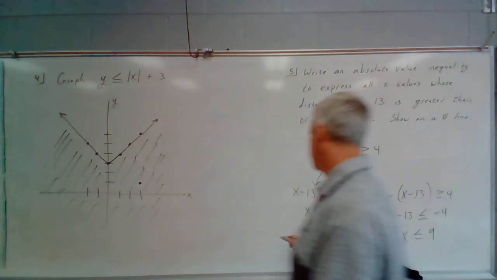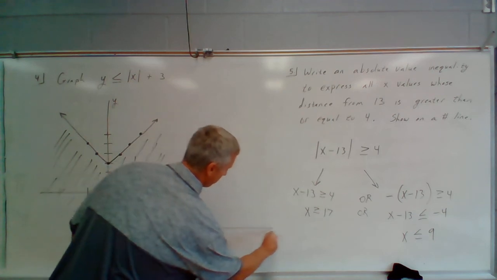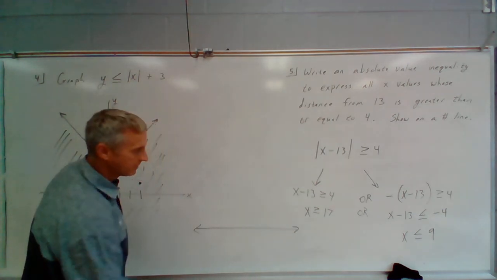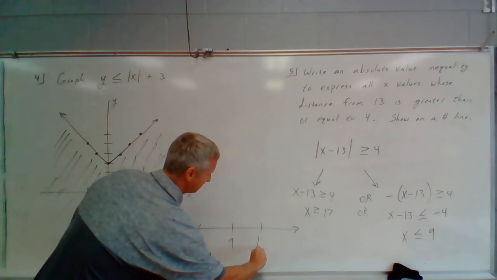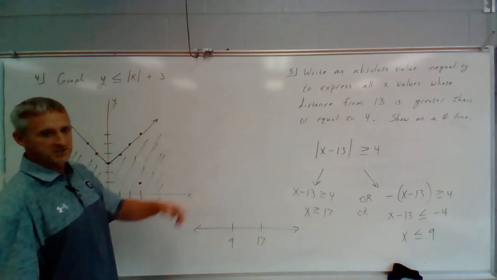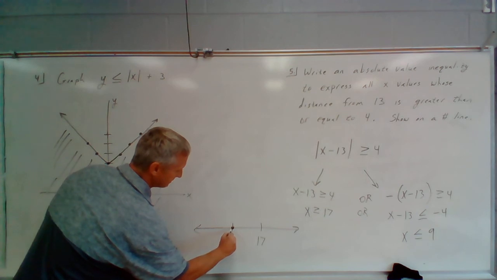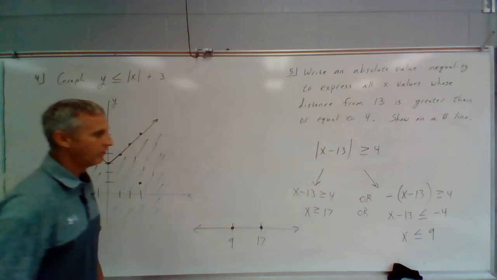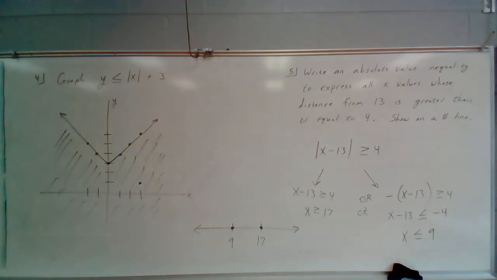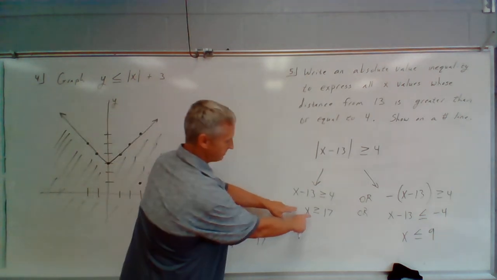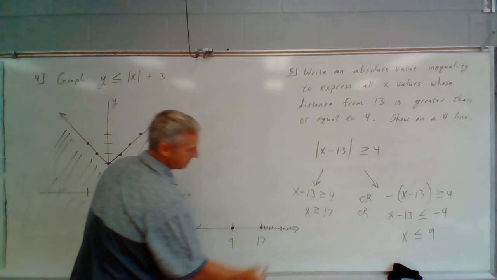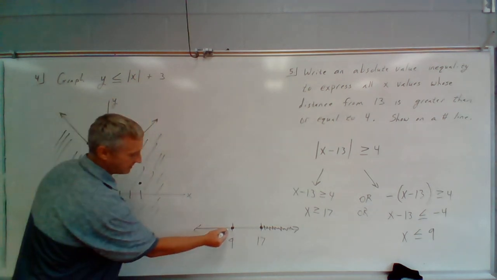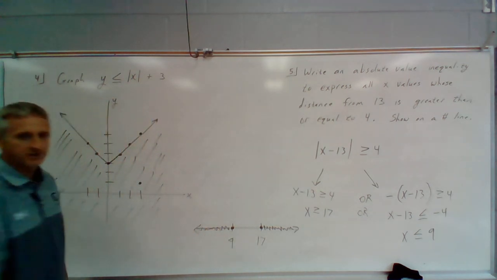So let's put that on the number line. My points are 9 and 17. There's an equal sign, so I'm going to use closed circles. This is an OR statement. So I want all the numbers that are either greater than or equal to 17. That's out this way. Or less than or equal to 9. Let's go out this way.